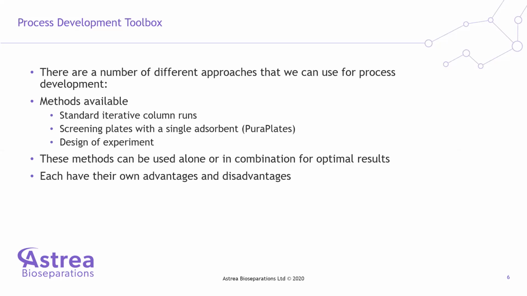So the next question is how do we go about performing the process development? There are a number of approaches that we can use for this, and there are three main ones that we use. We've got standard iterative column runs, we've got screening plates, which are filled with a single adsorbent, which are our PreDictor plates, and we can use computer software design of experiment. We can use these alone or in combination with each other for optimal results, and each has its own advantages and disadvantages that I'd like to take you through next.